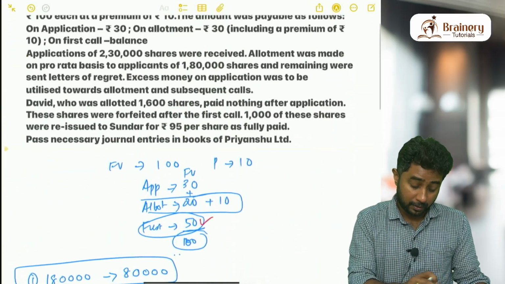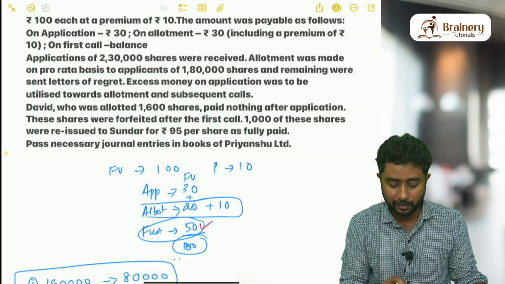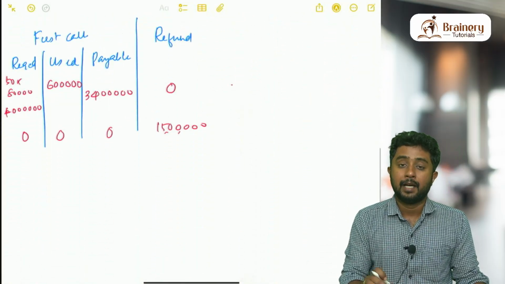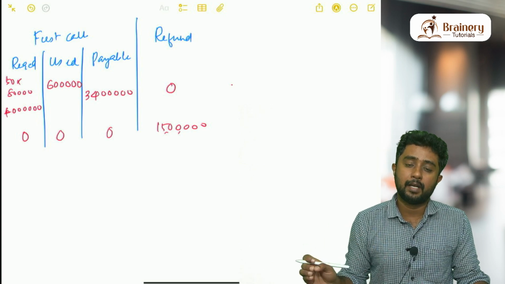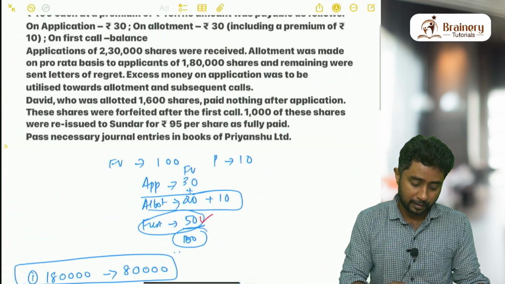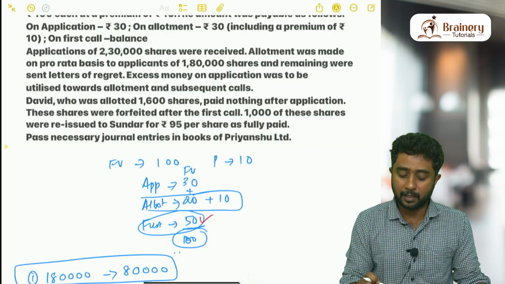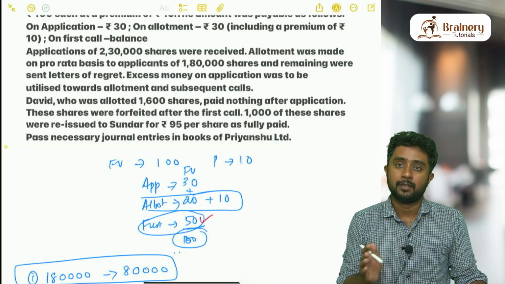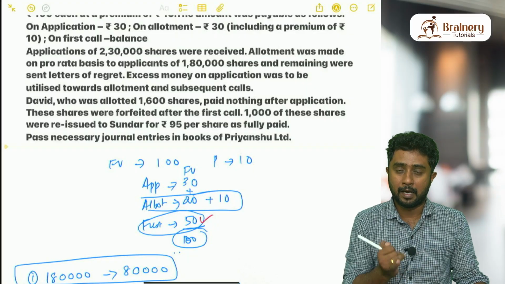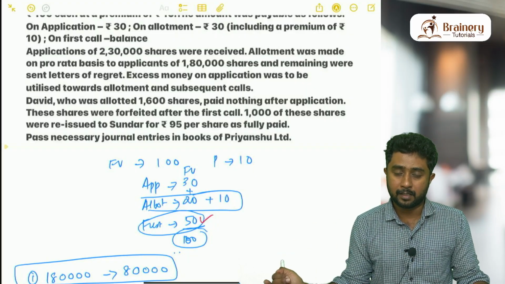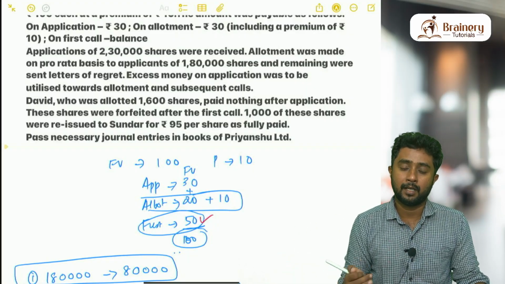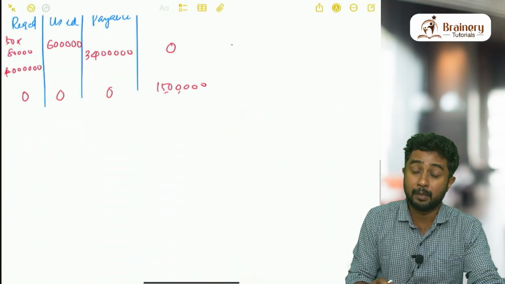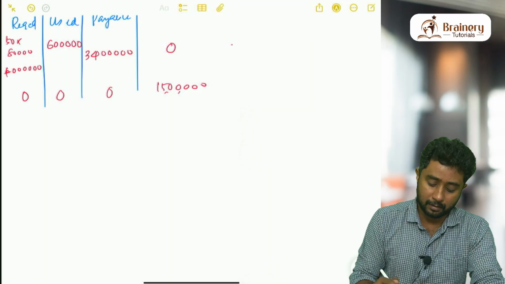Now the next question or next topic is David, who was allotted 1,600 shares and paid nothing after application. So we need to see how much amount is not paid by David. Here we can clearly see that these shares were forfeited after the first call. That means we waited till the first call. So we made the allotment, asked him for allotment money and also asked for call money, and only after that are we cancelling the shares. So we have to find out how much money he didn't pay so that his shares got cancelled.